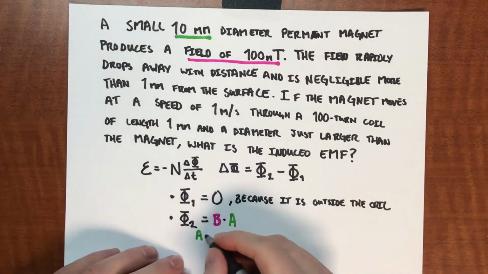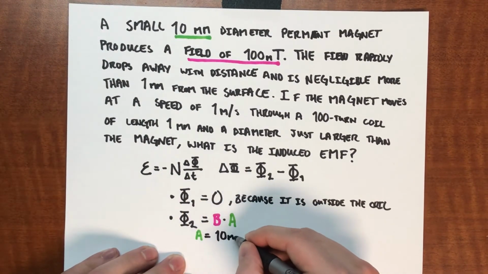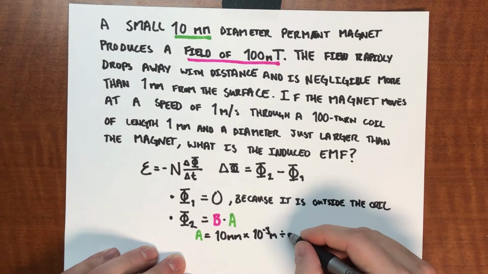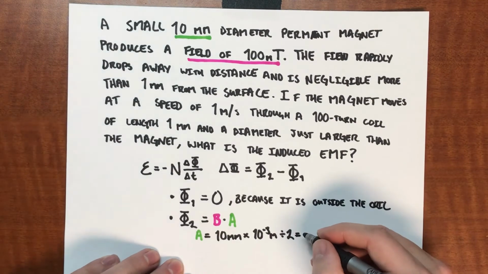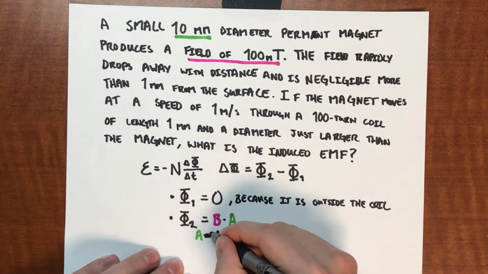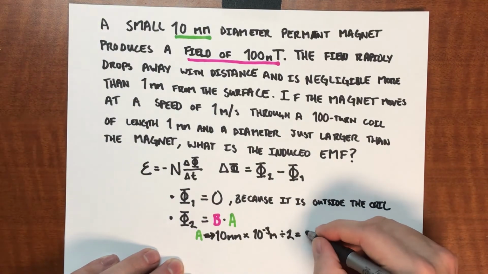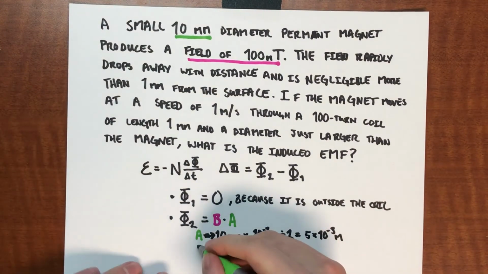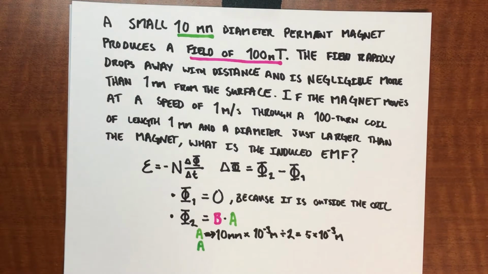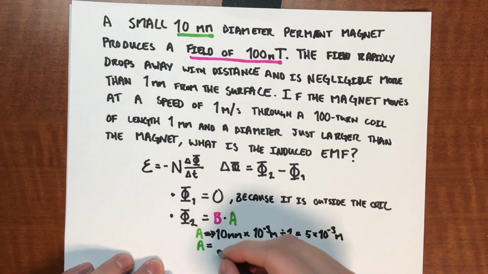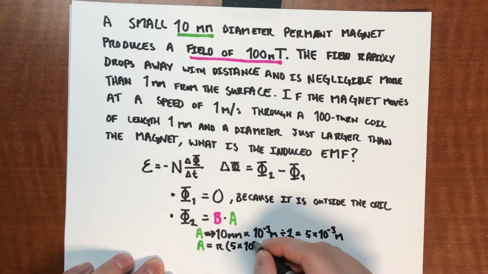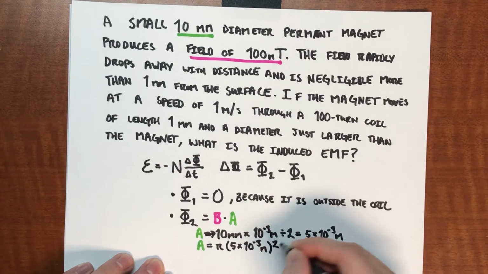So we can determine the area by doing 10 millimeters times 10 to the negative third meters divided by 2 to get the radius, and we will get 5 times 10 to the negative third meters. After that, we're going to plug it into the equation for the surface area of a circle, which is going to be pi times 5 times 10 to the negative third meters squared.